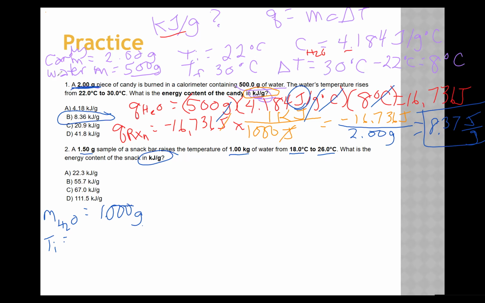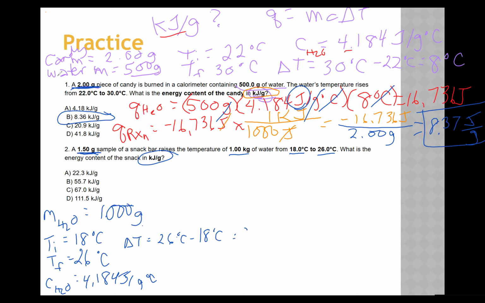We have the initial temperature, 18 degrees Celsius. Our final temperature is 26 degrees Celsius. We have our C of water equals 4.184 joules per gram degrees Celsius. And we have our mass of sample. Our sample mass is 1.50 grams. I'm going to go ahead and calculate the delta T. It's 26 degrees Celsius minus 18 degrees Celsius. This gives me 8 degrees Celsius again.